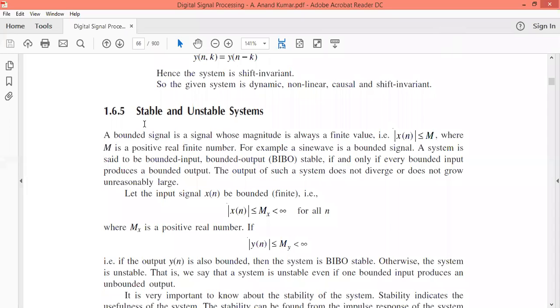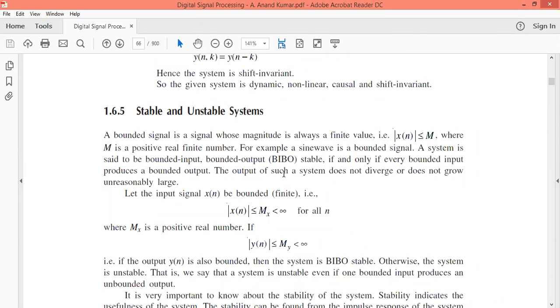So the next classification is stable and unstable system. What is a stable system? If you apply a bounded input, bounded means the amplitude of the signal is a finite value, that is, mod x of n is less than or equal to m. When the amplitude of the input signal has some finite value, the output of the system should also be finite. Then the system is said to be a bounded input, bounded output system. So a system is said to be bounded input, bounded output stable only if bounded input produces bounded output.